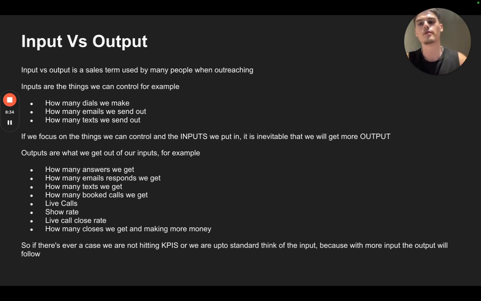We don't have control over how many answers we get, right? You just double dial everyone and put in the inputs and you'll get more answers. However, show rate, for example, is what you have the most control over as a setter. So it's very important that you make sure the quality of the set is up to standard. So not only are they showing, but they're coming in hot to the closer's calendar.